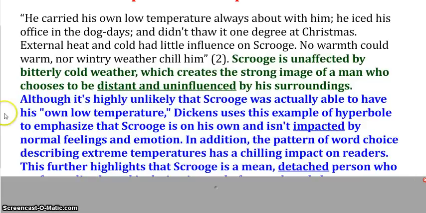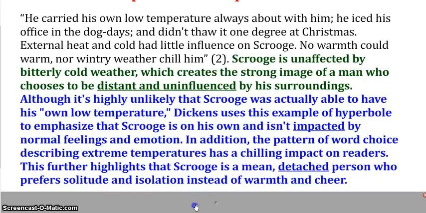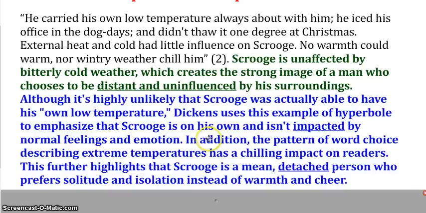And I've added, although it's highly unlikely that Scrooge was actually able to have his own low temperature, Dickens uses this example of hyperbole to emphasize that Scrooge is on his own, and isn't impacted by normal feelings and emotion. In addition, the pattern of word choice describing extreme temperatures has a chilling impact on readers. This further highlights that Scrooge is a mean, detached person who prefers solitude and isolation instead of warmth and cheer.